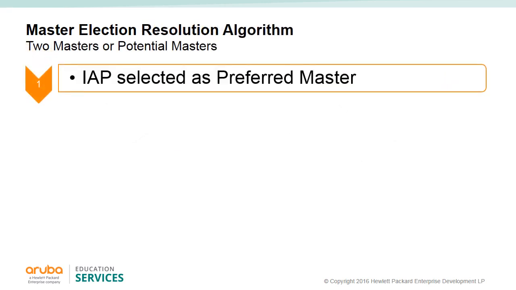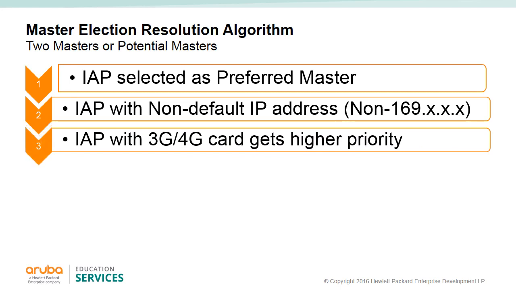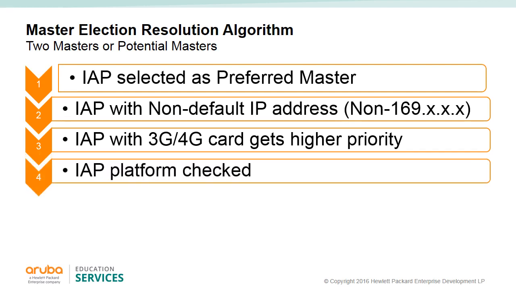If an IP was configured as preferred master, then that IP will boot up as the VC. The election process starts with any IP that has an IP address and not the 169 address. If an IP has a 3G or 4G backup link, then it is given more priority. The IP with a higher platform is given priority.